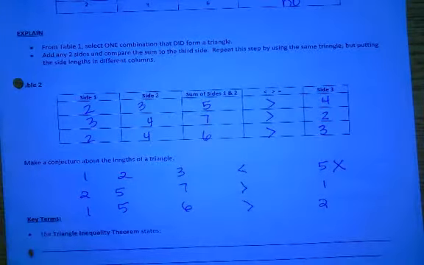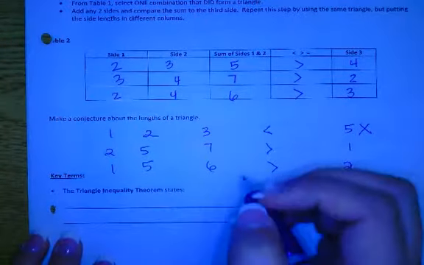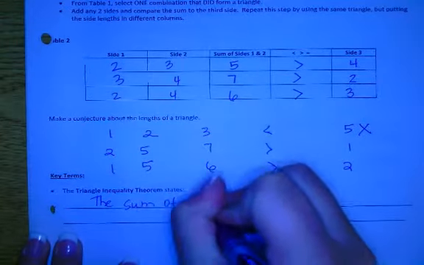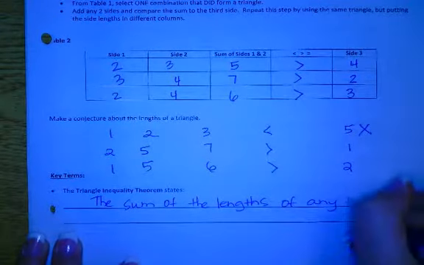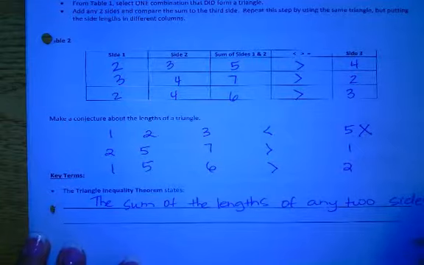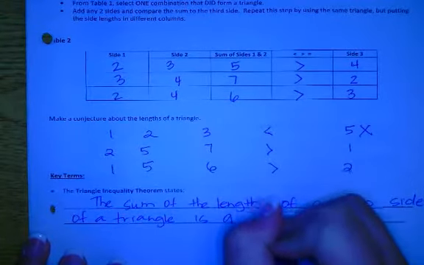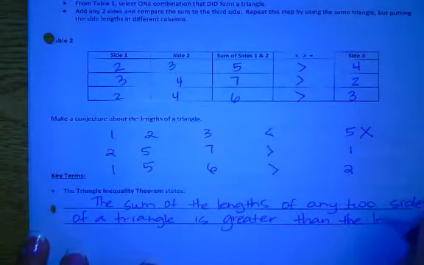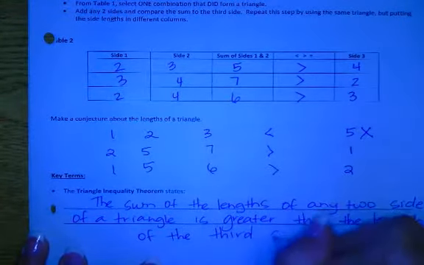Okay, so down here, the triangle inequality theorem states the sum of the lengths of any two sides of a triangle is greater than the length of the third side. Questions about the triangle inequality theorem?